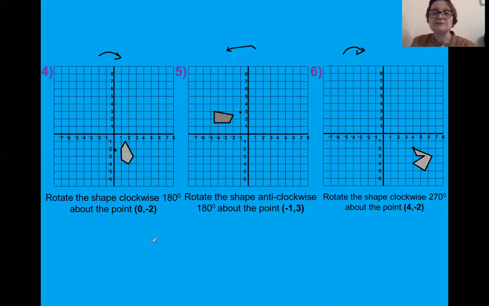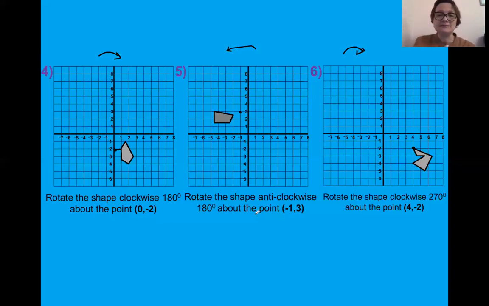Again, follow the steps. So first of all, join the rotation point with the closest point of the shape. And then when you put the tracing paper, you trace not just the shape, but this line that joins the center of rotation with the closest point, and the new line with the first line have to create a 180 degrees angle.